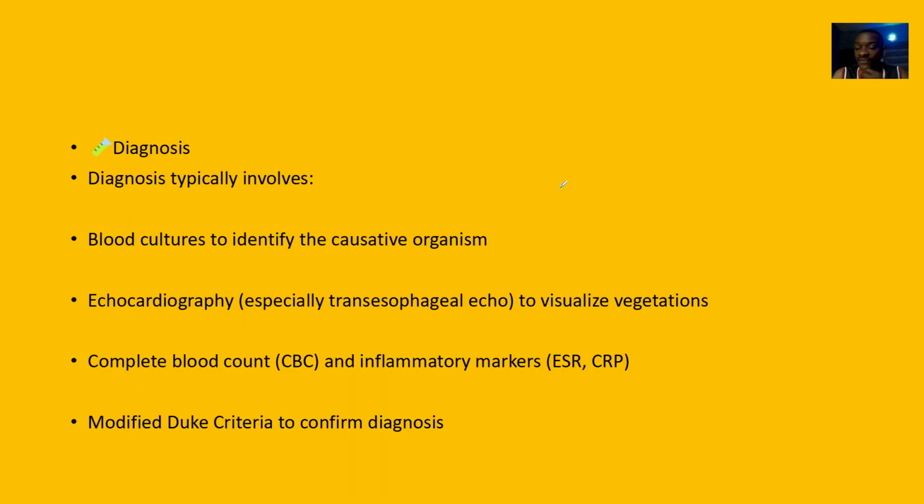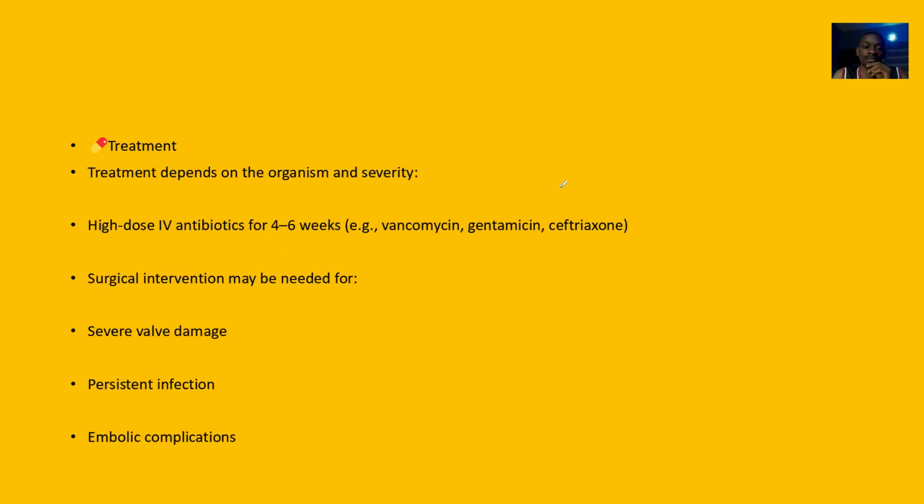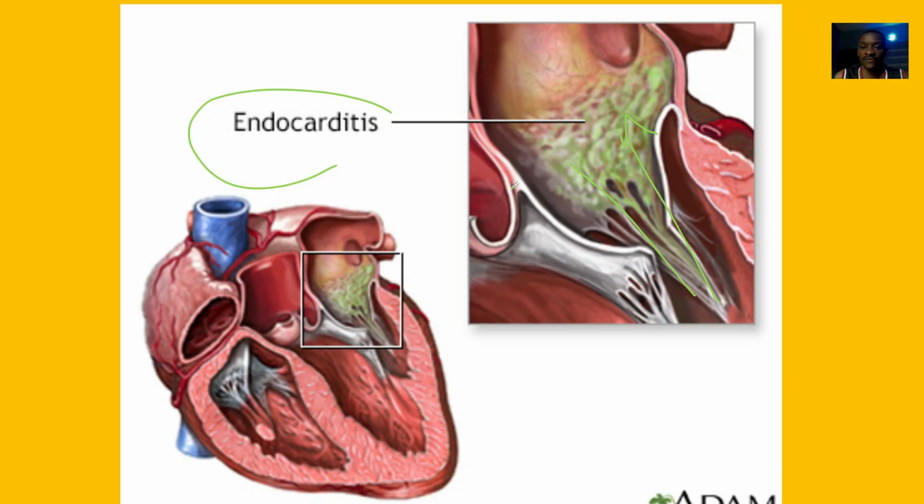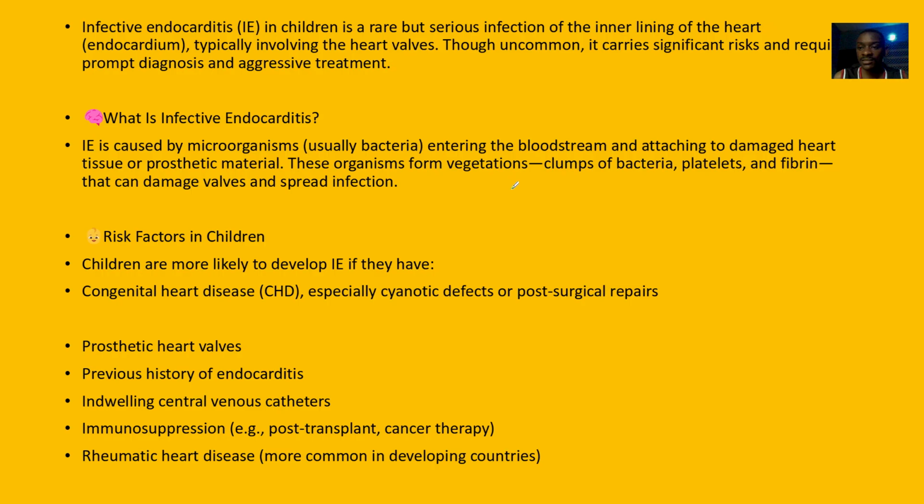So diagnosis is blood cultures. You want to detect the infections, echocardiography, complete blood counts. All right, so treatment: you are dealing with a bacterial infection, so you have to opt for antibiotics. All right, then if there's severe valve damage or the infection is persistent, you have to do a surgical intervention for this. Okay, so that's it for infective endocarditis in children.